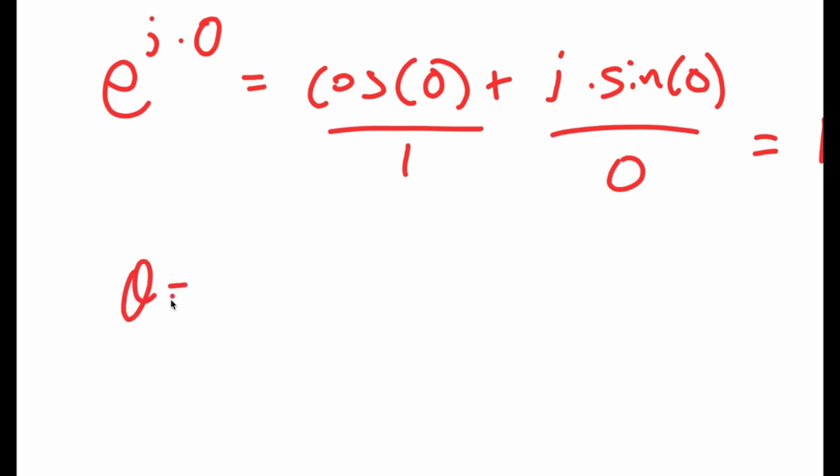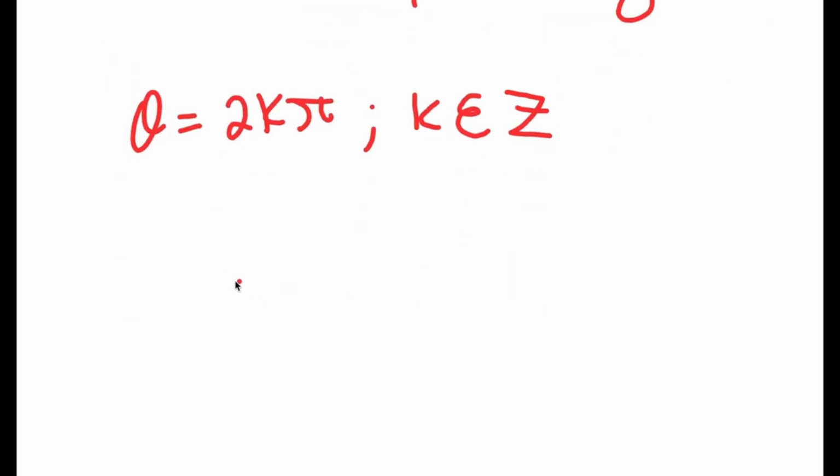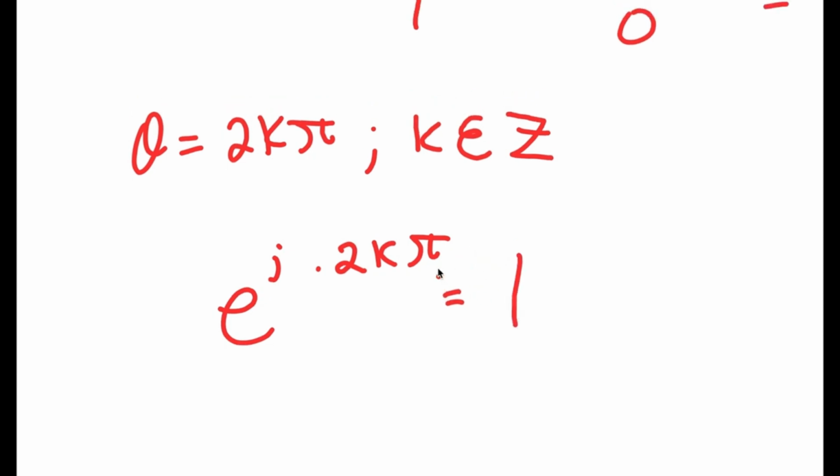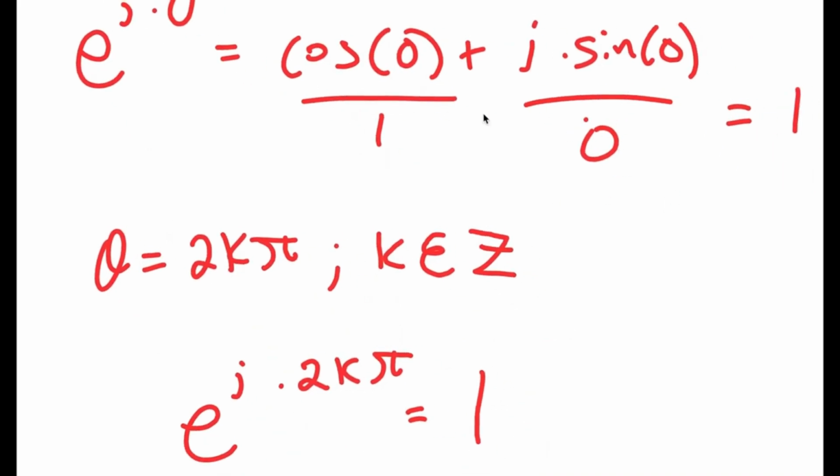Now, what if we say theta is equal to 2k pi? And k is just a substitution for all real numbers. So now I get e to the power of i times 2k pi is equal to 1, because all we did was substitute theta in for 2k pi into this same thing.